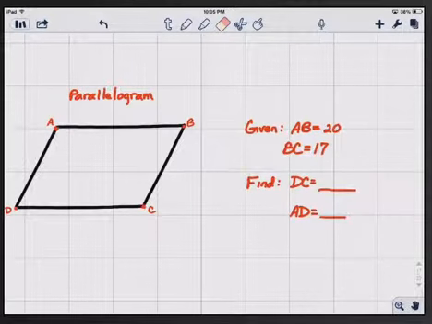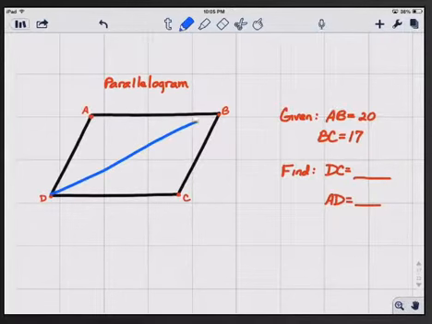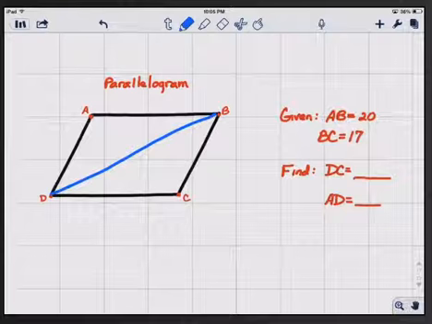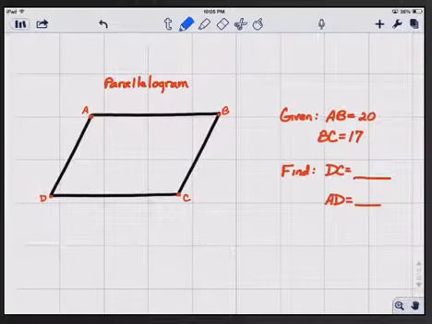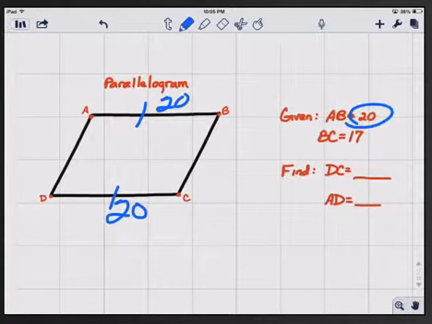Okay, three sets of problems dealing with parallelograms. We proved in class that if you take a parallelogram and draw a diagonal, the two resulting triangles, triangle ABD and triangle CBD, are congruent, so therefore corresponding parts have to be congruent, which means segment AB and segment CD are congruent. So if the segment at the top is 20, as based on the given information, the segment at the bottom has to be 20.